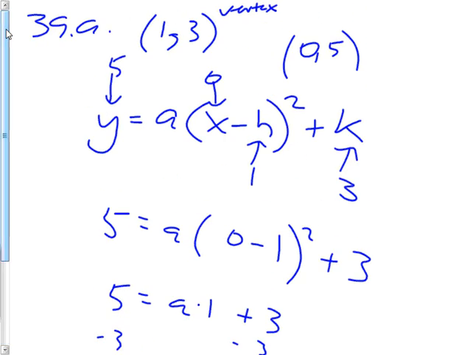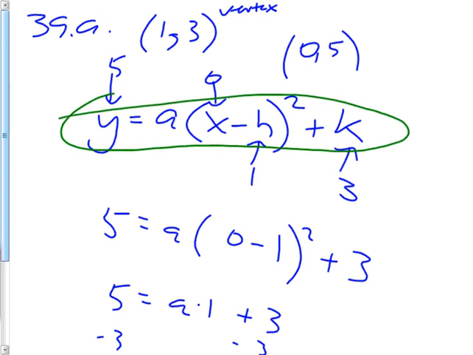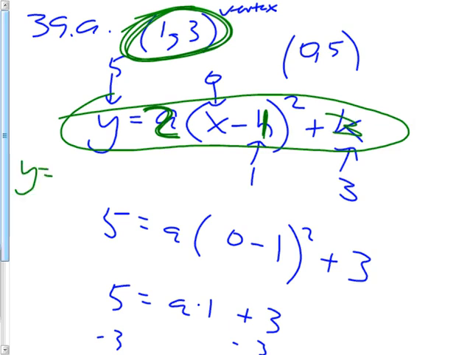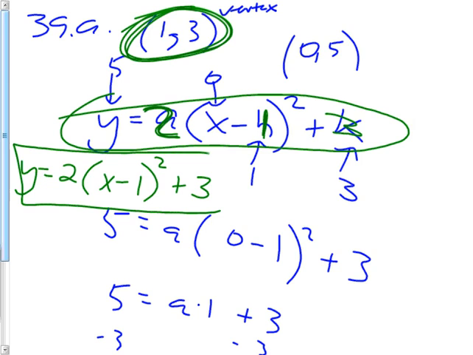Go back up to this one. Here's my equation again, except now I know what a is. A is 2. So now I'm going to stick in any other point. No, I usually put in the vertex. That one right there goes in. The x of it goes in here, and the y of it goes in here. Final answer, y equals 2, parentheses, x minus 1 squared plus 3. There we go.